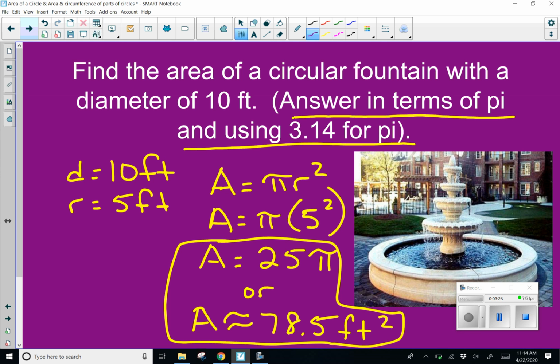Find the area of a circular fountain with a diameter of 10 feet. Answer in terms of pi and using 3.14 for pi. Well, if my diameter is 10 feet, that makes my radius half of that, which is 5 feet. So now I'm going to plug my radius into my formula. Area equals pi r squared. My radius is 5, so 5 squared gives me an answer of 25 pi, or the area would be approximately equal to 78.5 feet squared. If I were to multiply 25 times 3.14, you get 78.5.